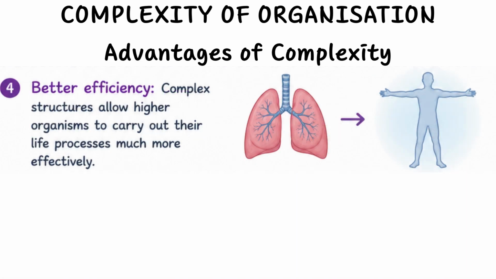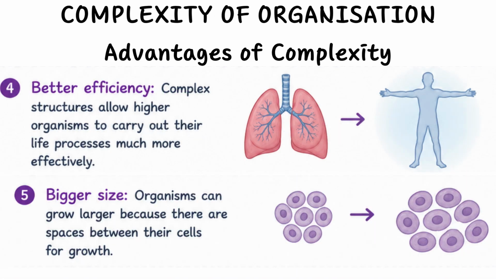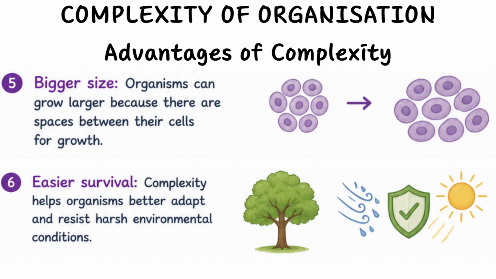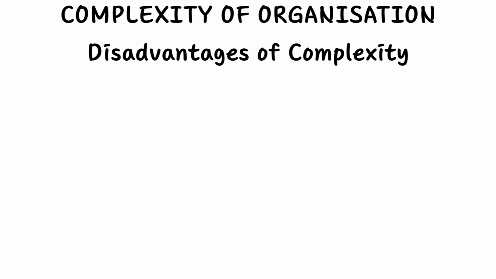Complex organisms also have bigger sizes. Organisms can grow larger because there are spaces between their cells for growth. And then, the more complex an organism is, survival becomes easier. Complexity helps organisms to better adapt and resist harsh environmental conditions. So let's look at some of the disadvantages.